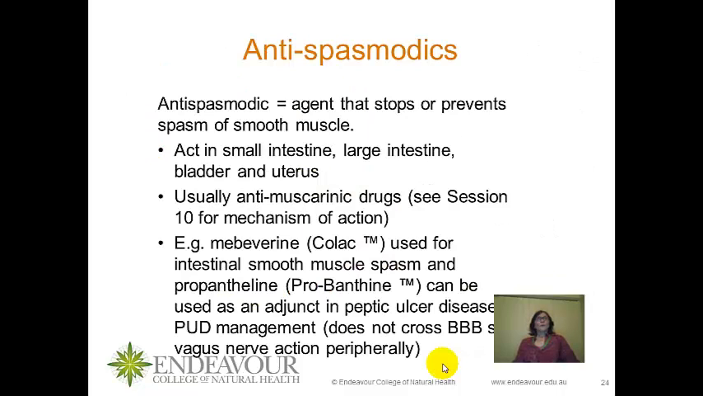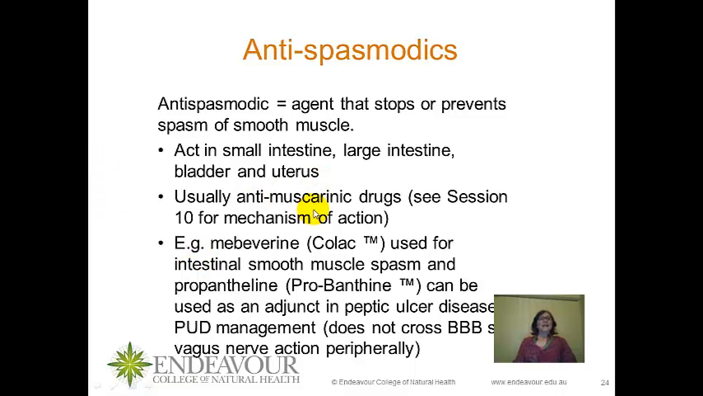Very quickly we'll look at antispasmodics, agents that stop any spasming of smooth muscle, particularly where a person might be constipated or obstipated. But these antispasmodics not only act in the small intestine and large intestine, they will have actions on bladder and uterus and other smooth muscle.